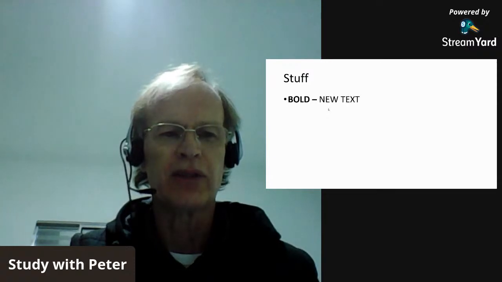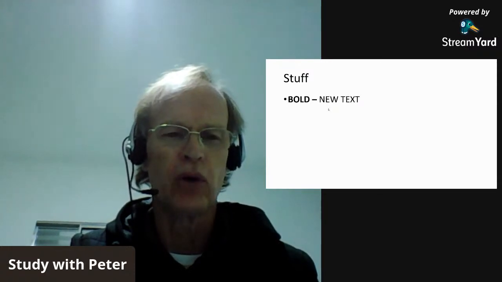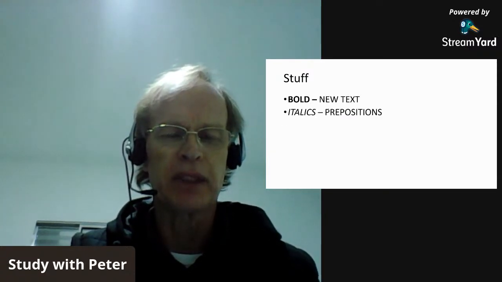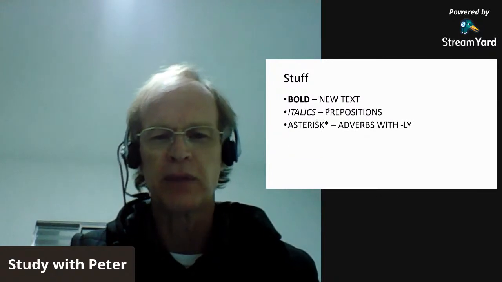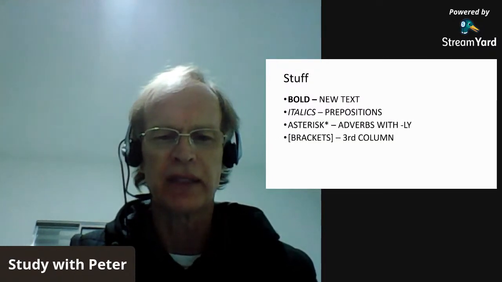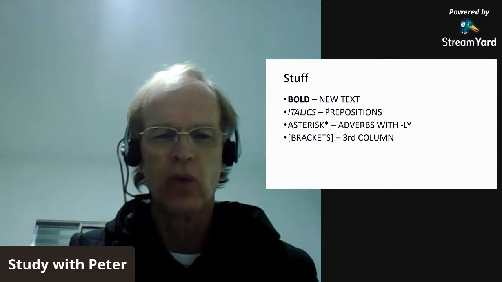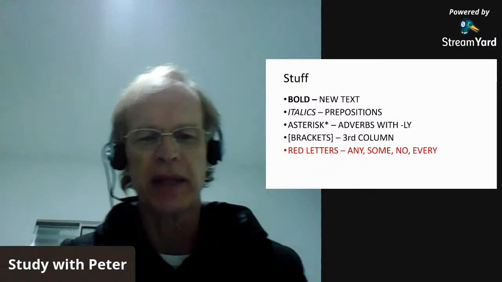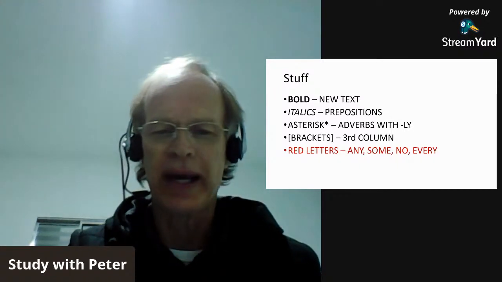As you know, I start with this first slide. Let's get started. Vamos começar. Everybody knows this already. We'll go through this very quickly. New text will be in bold, italics in the prepositions, asterisk will be the adverbs with ly, and you'll see that you know most of these. You don't just have to look at it one time. Brackets, third column, and then the red letters will be any words with any, some, no, and every.